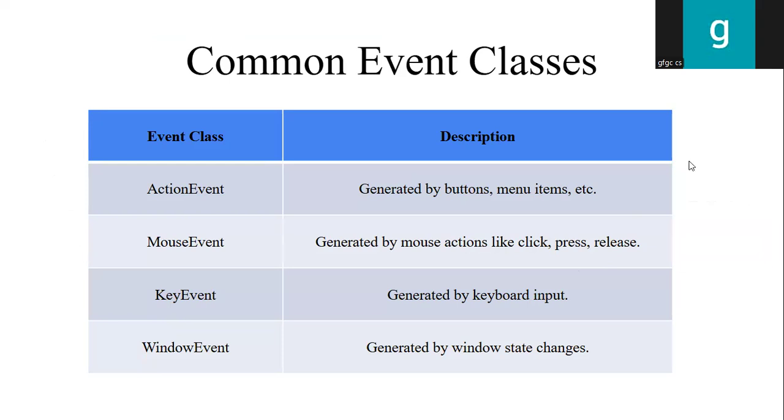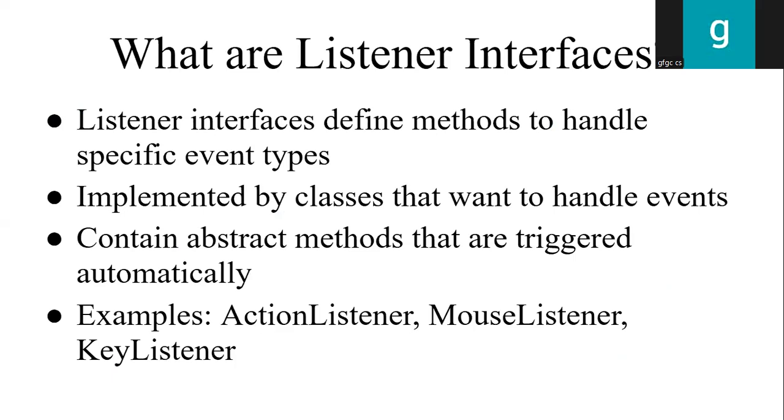Common event classes. For our study for BSc third semester, we need only ActionEvent, MouseEvent, KeyEvent, and WindowEvent. Why do we need the action event class? It is generated by buttons, menu items, etc. MouseEvent is generated by mouse actions like click, press, and release. KeyEvent is generated by keyboard events, and WindowEvent is generated by window state changes. Here, what are the listener interfaces?